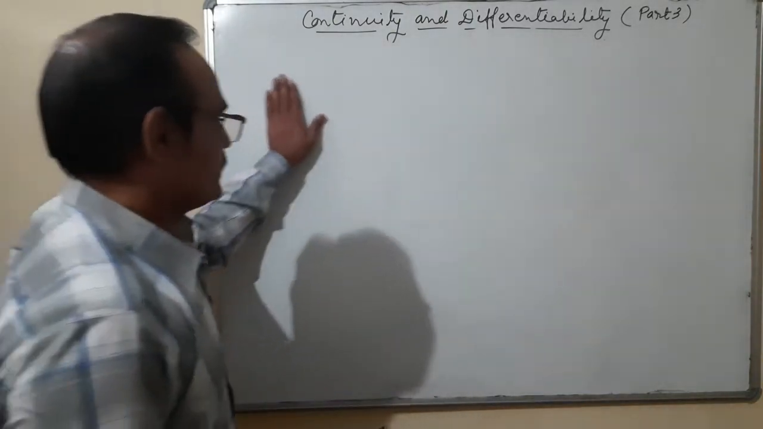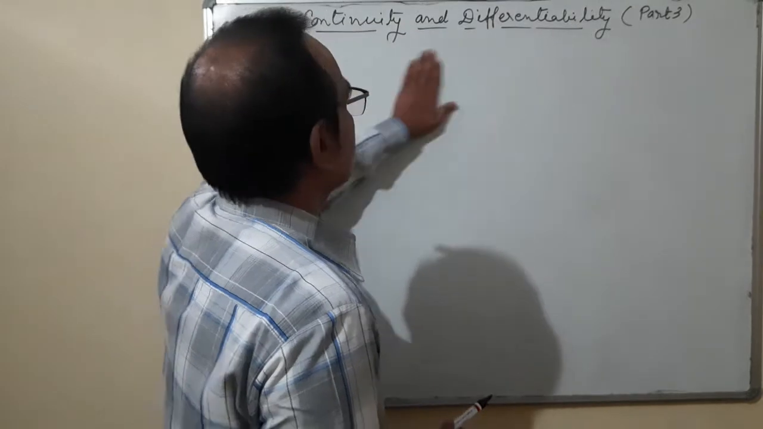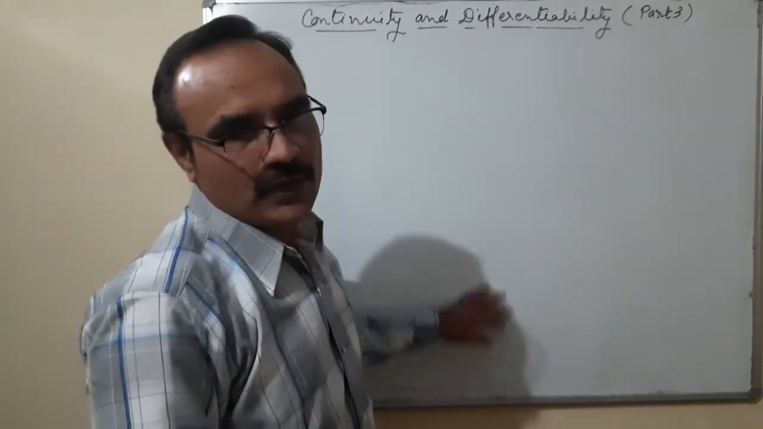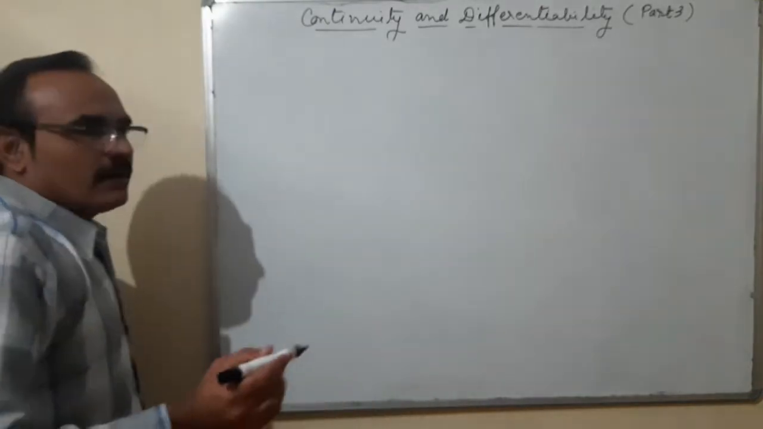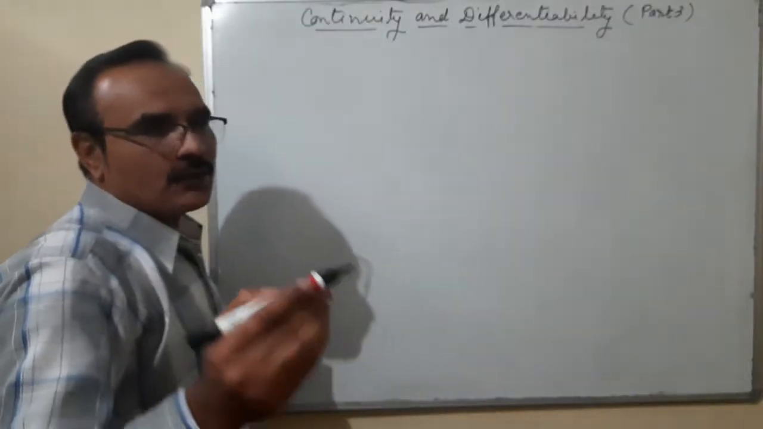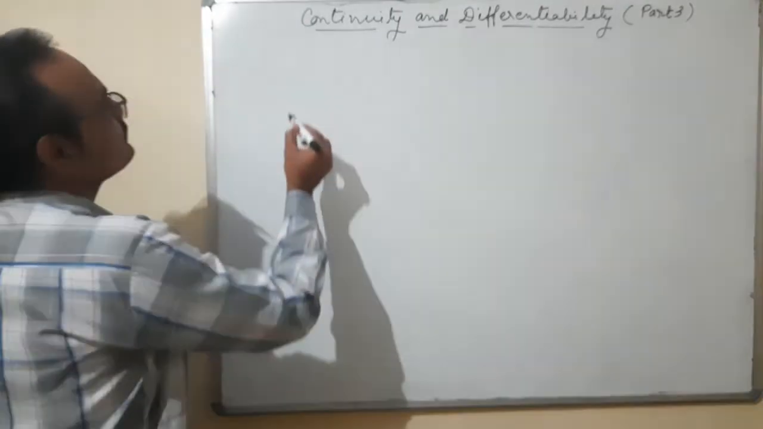After this step, we'll have to discuss some basic things which I think you have studied in class 11th, that is how to use the formula. That means one is the quotient rule.